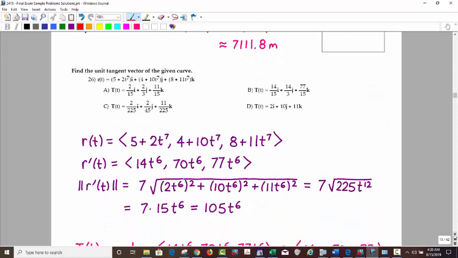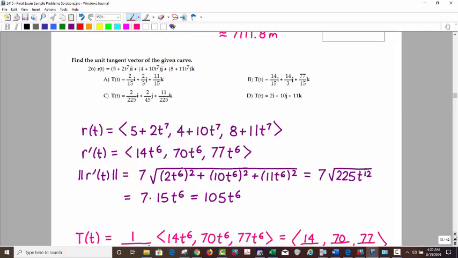Unit tangent vector. Basically means we have to get the tangent vector, and then we have to convert it to a unit vector. So here's our position vector. Let's get the derivative of that. So 5 plus 2t to the 7th will be 14t to the 6th. 4 plus 10t to the 7th will be 70t to the 6th. 8 plus 11t to the 7th will be 77t to the 6th.